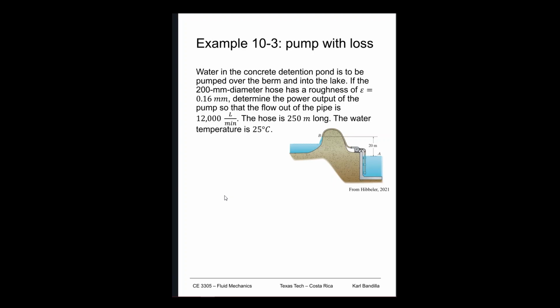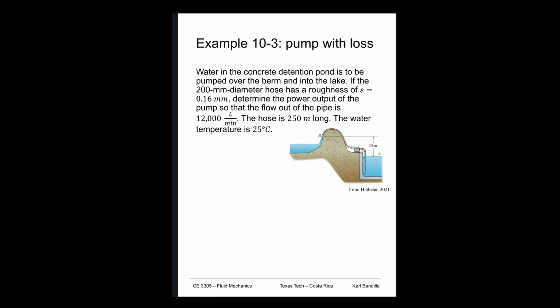This is example 10-3, pump with a loss. So we have a little detention pond here, and we're pumping water from that detention pond into the lake up here. So we're asked how much power the pump needs to deliver water at 12,000 liters per minute. All right, what are we going to do? Well, we're going to write the energy equation.